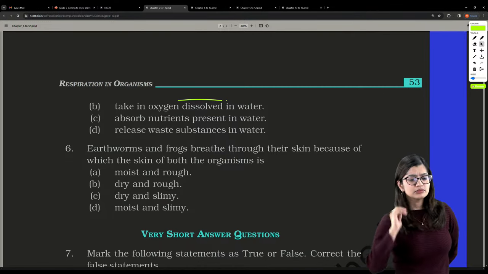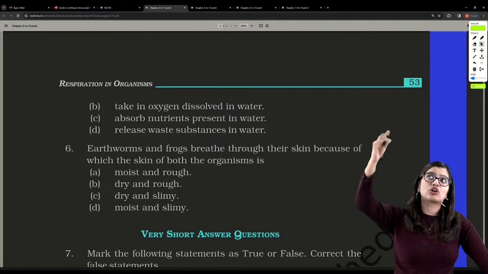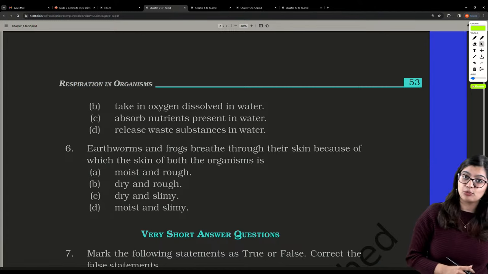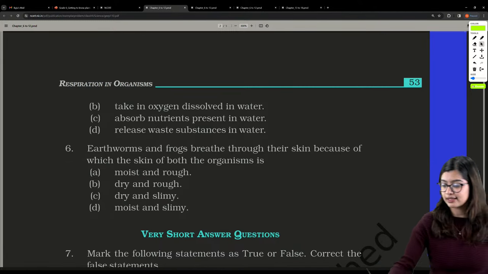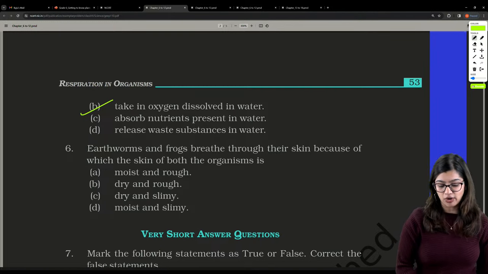Fishes are found underwater. So they cannot take oxygen from the air. Can they absorb nutrients in order to breathe? No. Which is why the correct answer here is option B, right? They take up oxygen dissolved in water.